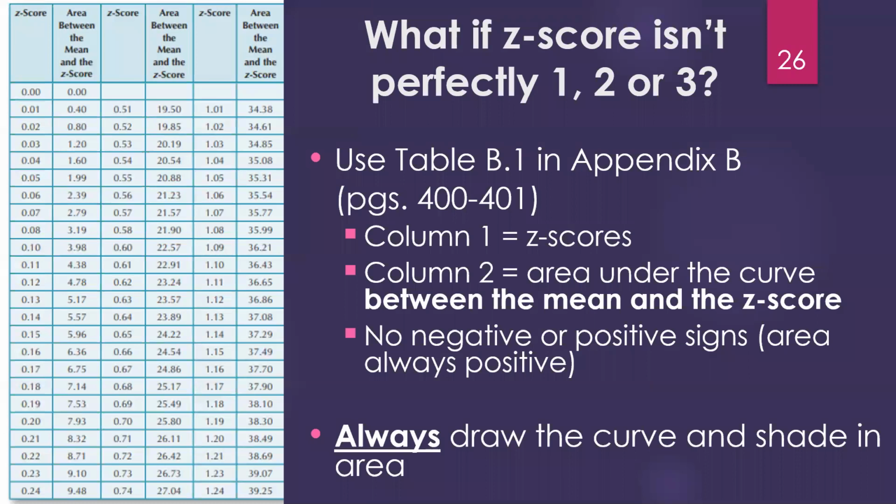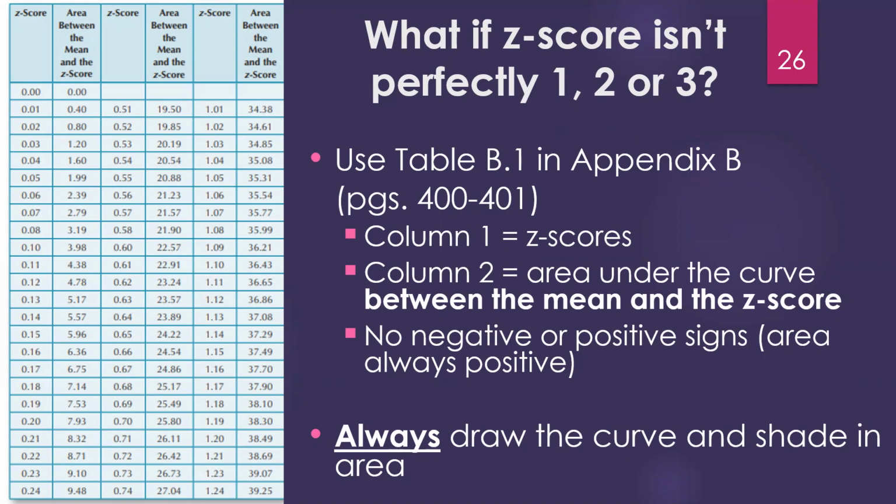Okay. What if, though, the z-score isn't perfectly 1, 2, or 3? So far, we've just used the perfect z-score of 1, 2, or 3 because we have that curve that I showed you that statisticians have figured out. Always, always, always, the 68, 95, 99 rule applies. But what if a value we're trying to find isn't exactly an even number of standard deviations away from the mean? Well, statisticians have calculated the area between the mean and that z-score for every possible z-score that exists out to 2 decimal places.